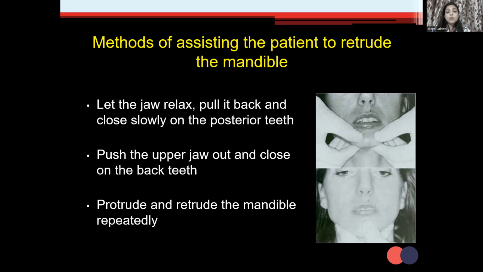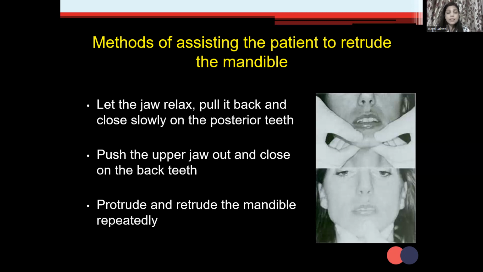Another method could be to push the upper jaw out and close on the back teeth. You might ask how the patient can push the upper jaw out, since the maxilla is immovable and only the mandible is movable. But if we instruct the patient to push the upper jaw out, he automatically pulls the lower jaw down and backwards and closes on the back teeth. So this can also be one of the passive methods. And with the patient sitting in the waiting area or just sitting on the chair, we ask the patient to protrude and retrude the mandible repeatedly.